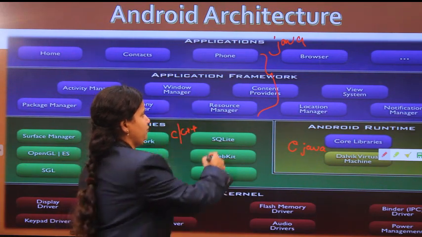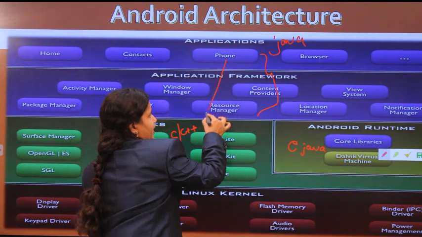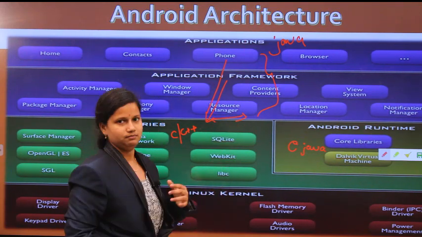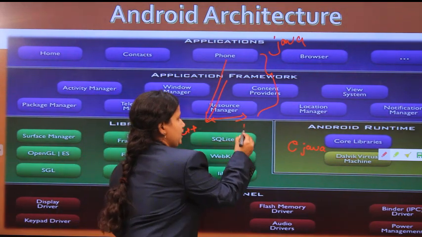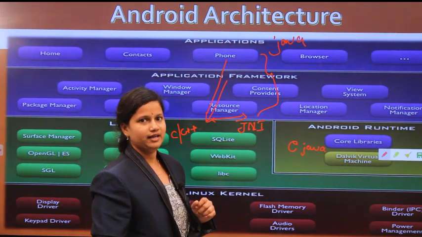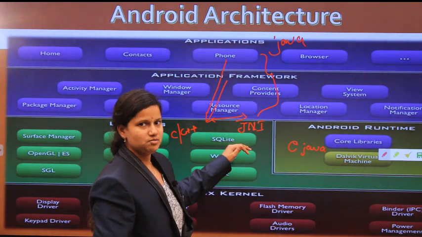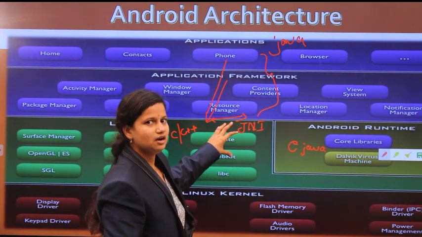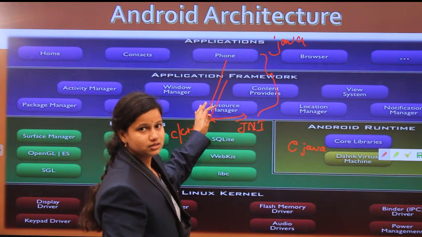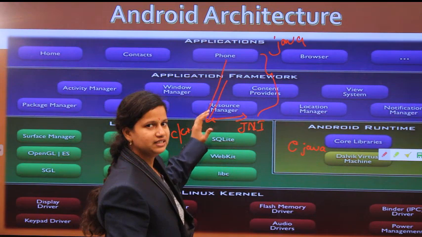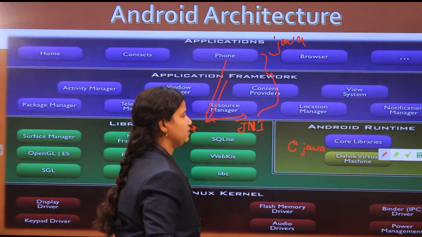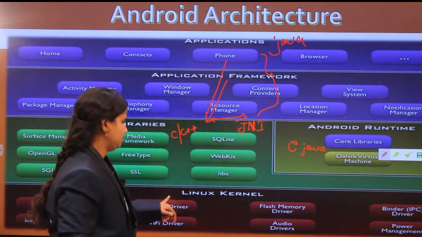The interconnection between the first two layers, the application and application framework, and the libraries is possible only by using an interface called JNI. So what is this JNI? It is nothing but the Java Native Interface. This Java Native Interface combines the Java code presented in the top 2 layers with the third layer. This one is responsible for the Java Native Interface.